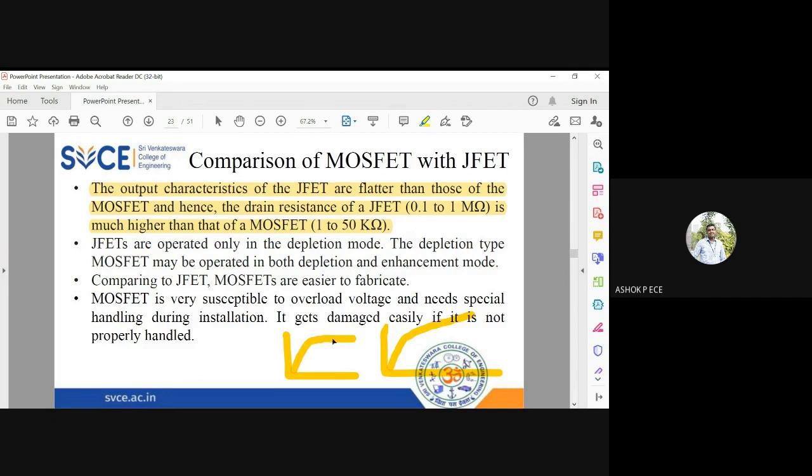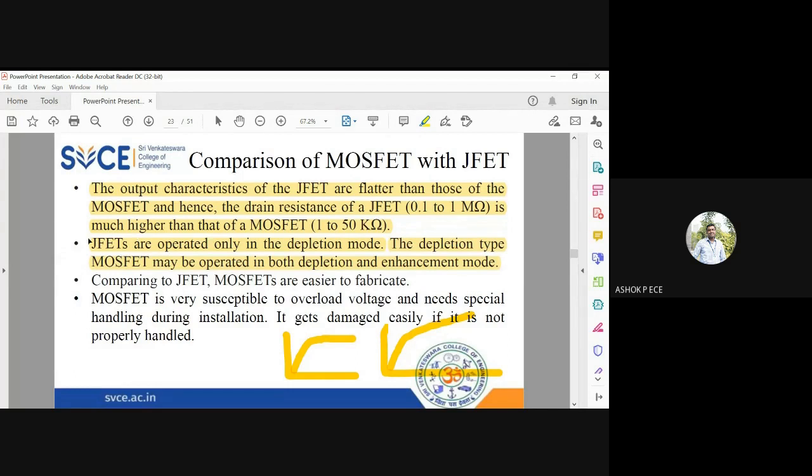JFET achieves saturation very quickly, but MOSFET takes a longer time to achieve saturation. So that's the reason why the drain resistance of JFET is in the order of mega ohm, but for MOSFET it is only in the order of kilo ohms. And JFETs operate only in depletion mode, whereas MOSFETs you can operate in both enhancement and depletion mode.